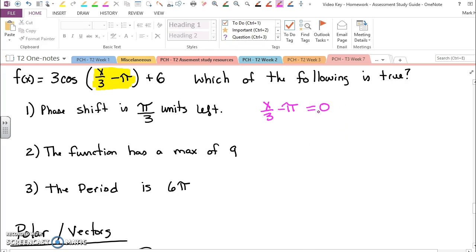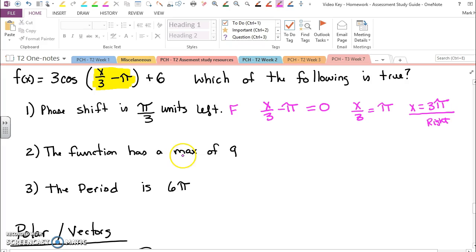if we set that equal to 0 and we add pi to both sides, we would have x over 3 equals pi. Multiplying everything by 3, we have x equals 3 pi. Well, that's not pi over 3 left. It would ultimately be 3 pi to the right. So that's false.